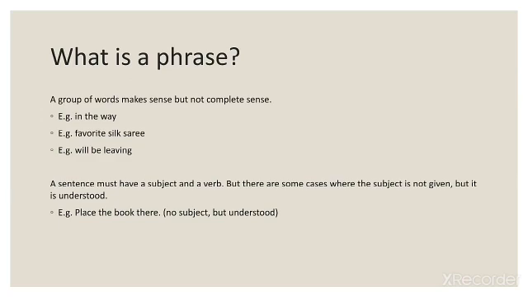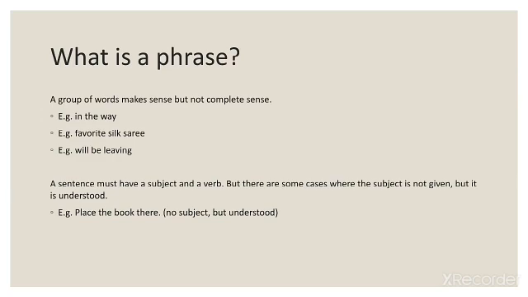And another important characteristic of a sentence is it must have a subject and a verb. But there are some cases where the subject is not given but it is understood. Example, place the book there. Here the subject is not included but it is understood.